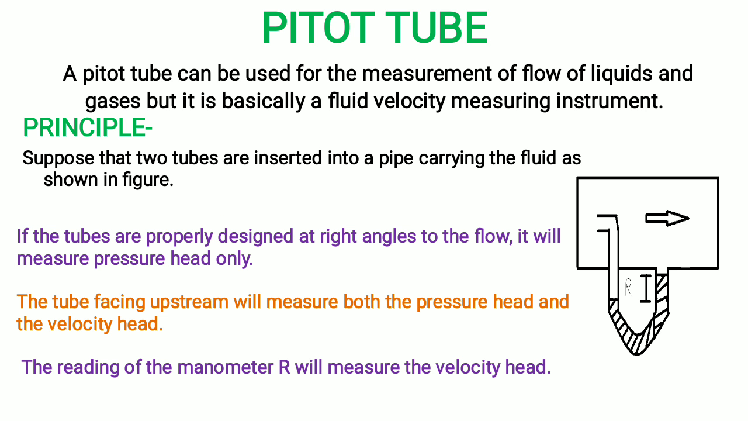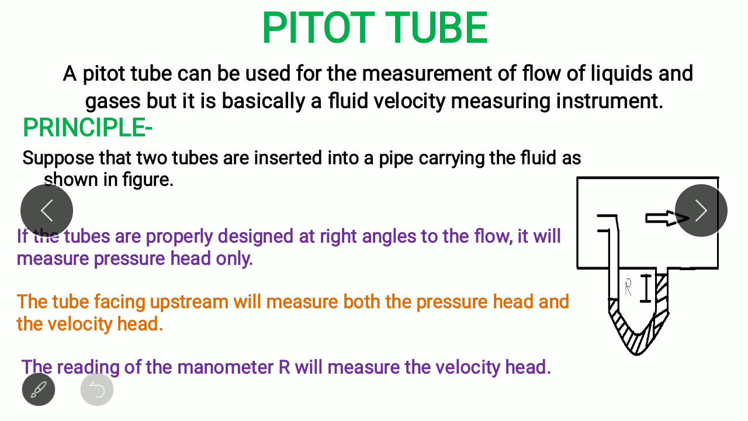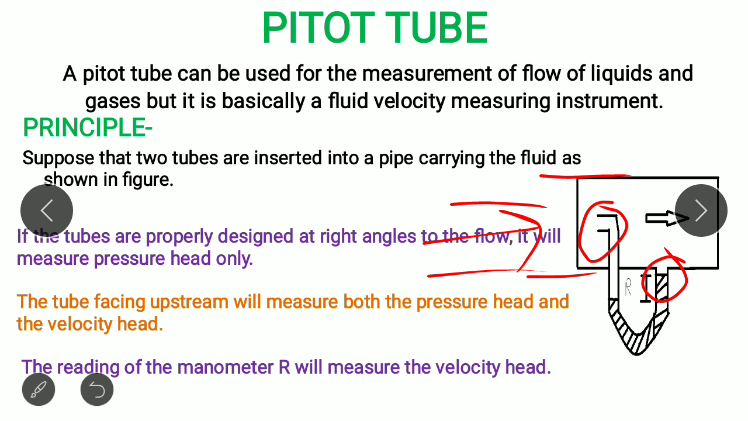Pitot tube is another device which is used for the measurement of flow of liquids and gases, that is fluids, but it is basically a fluid velocity measuring instrument. The principle is, suppose two tubes are inserted in the pipe carrying the fluid as shown in the figure. One is this point, another is this point. The tube is attached to this pipe across which the flow of fluid is to be measured, and inside it there are two tubes which are attached.